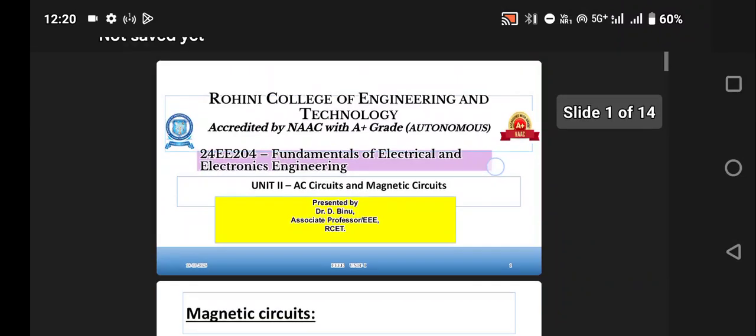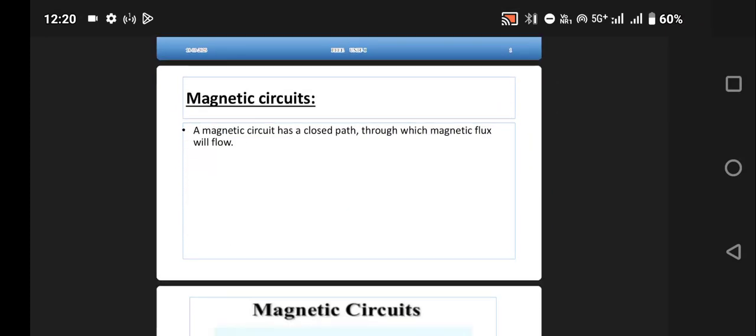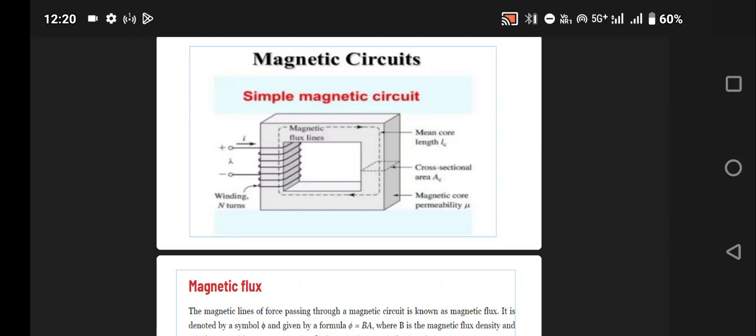The last topic in the second unit is magnetic circuits. What is a magnetic circuit? A magnetic circuit has a closed path through which magnetic flux will flow. The simple magnetic circuit diagram is represented here.